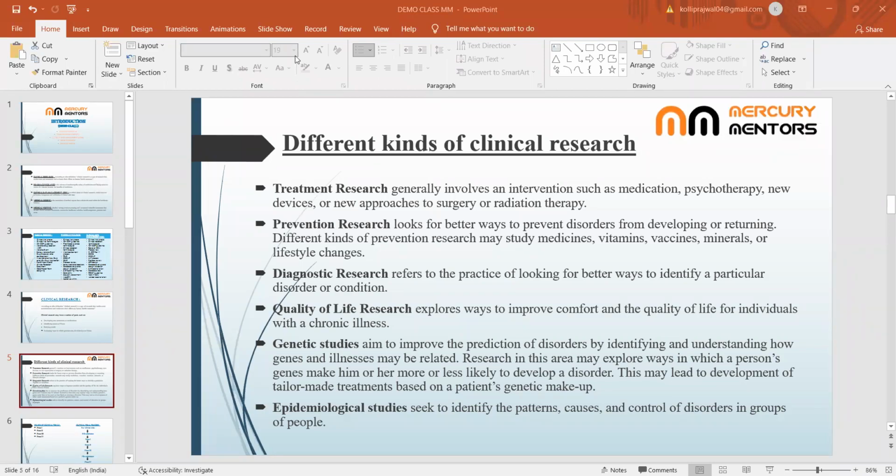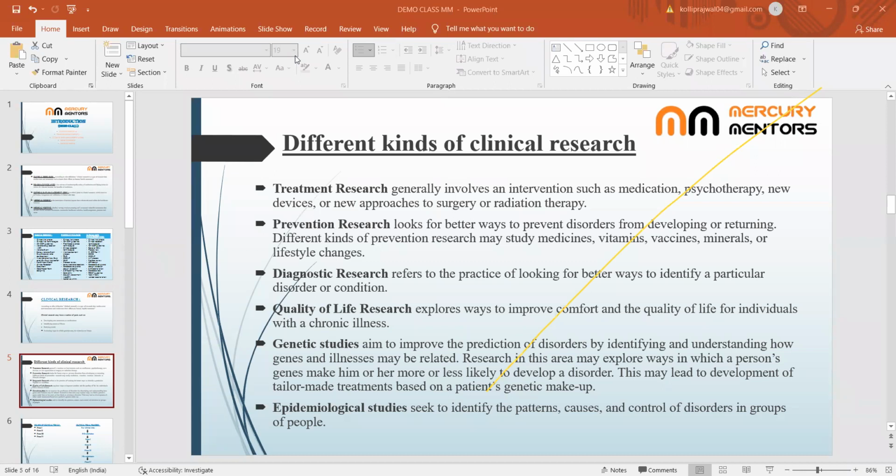Next is diagnostic research. Diagnostic research refers to the practice of looking for a better way to identify a particular disorder or condition. Here we are going to look for a better way to identify the diseases. As soon as we identify some disorder, it will be easy to treat the disorder, right? So this is also of importance.